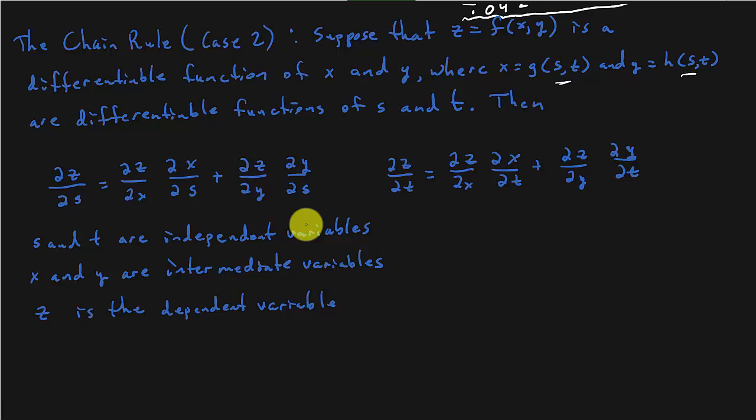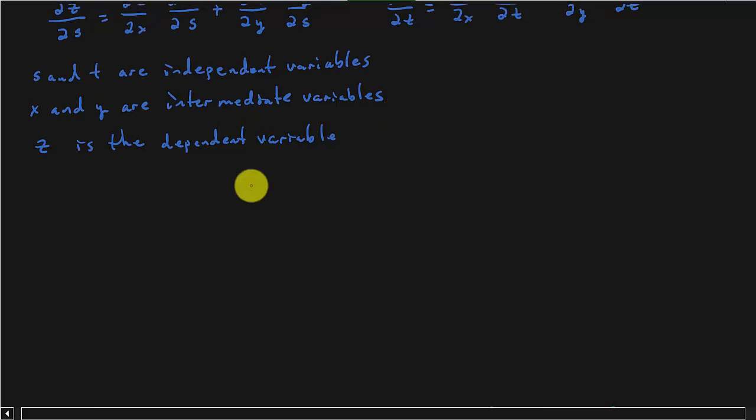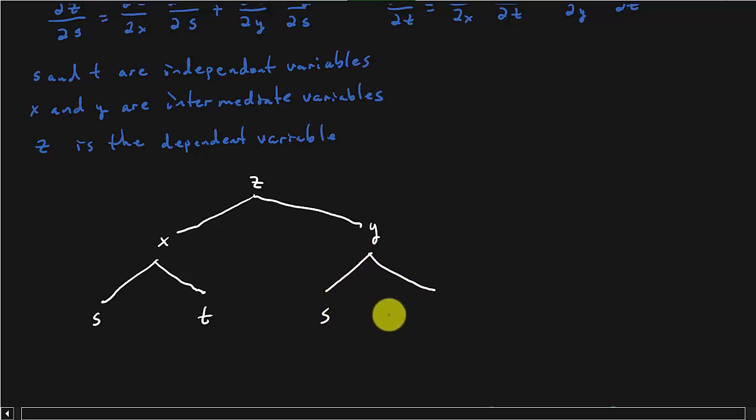But let me show you something how you can make it easier on yourself. So our function is z, right? So z is our dependent variable. So we have the z up here, and then we have x and y as our intermediate variables, right? And then our independent variables would be s and t. Just make a little tree diagram here. So go z to x and y to s and t.